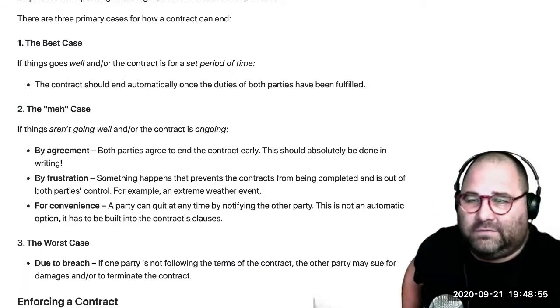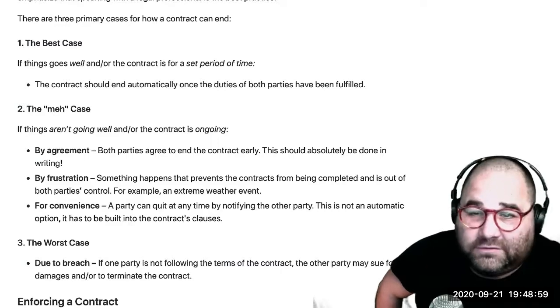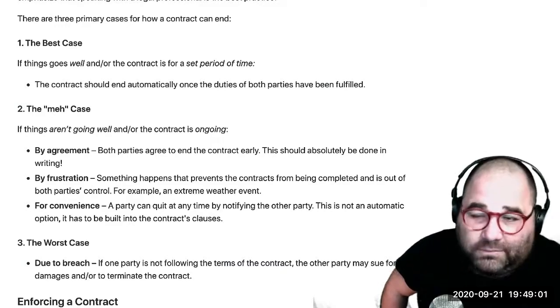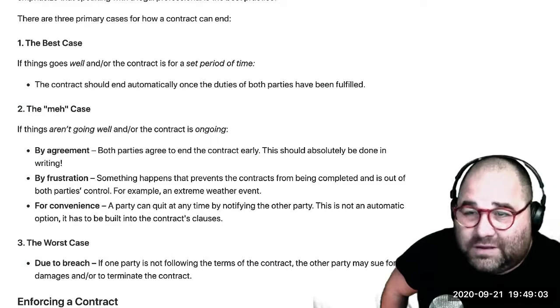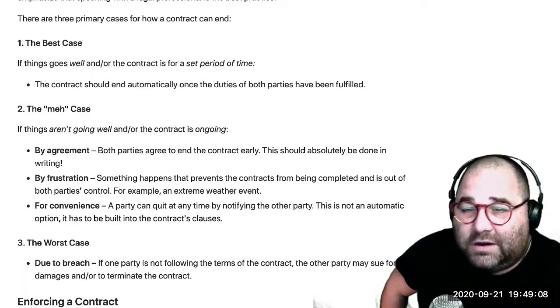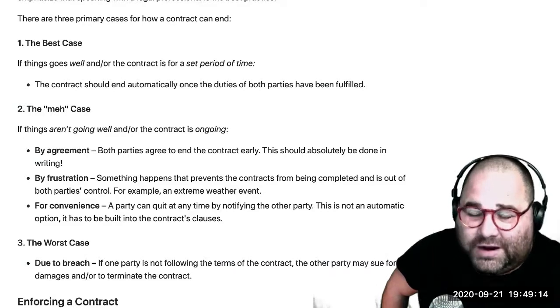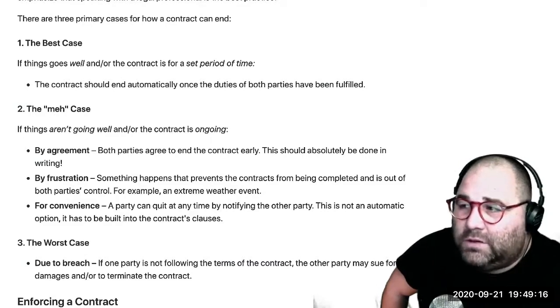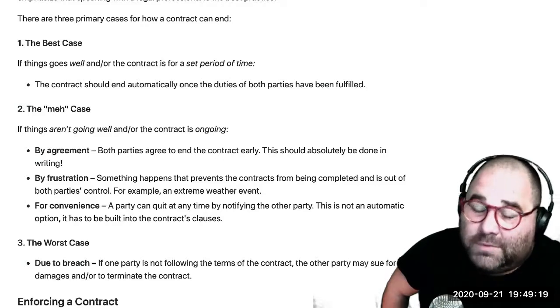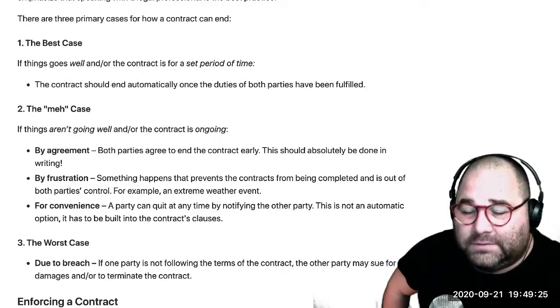So the best case. If things go well, or if the contract is just for a set period of time, it naturally expires. The best way that a contract can end is that it ends automatically once the duties of both parties have been fulfilled. To simplify this, think of a sales contract. You give me the artwork, I give you the money, and we're done. Contract is fulfilled.